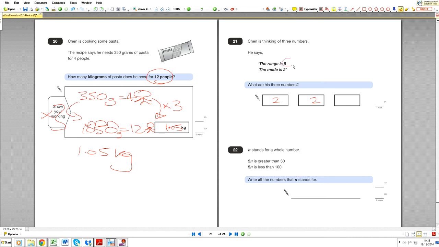Now, how do you get a range of 5? So, the range is a large number minus the small number is equal to 5. So if the smallest number was 2, something take away 2 is 5. What is it? 7. So 7 could be the biggest number there, and that will give you a correct possible answer for that.